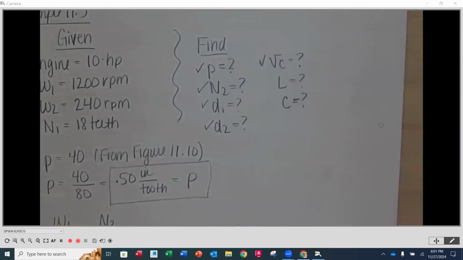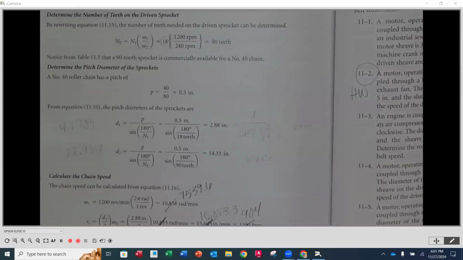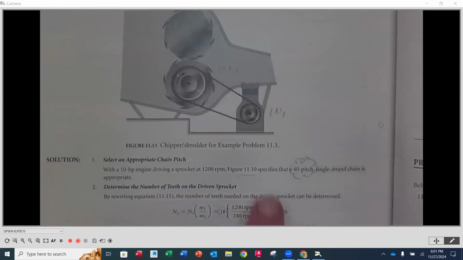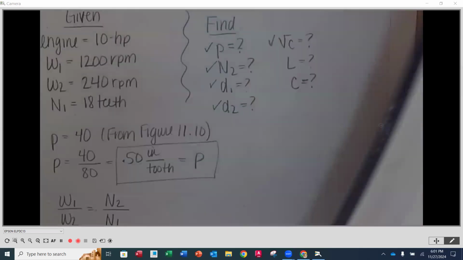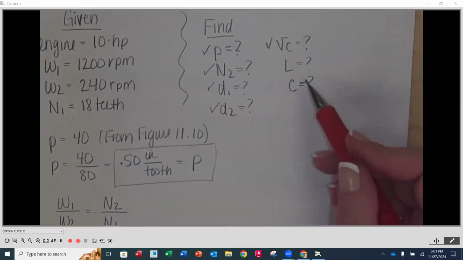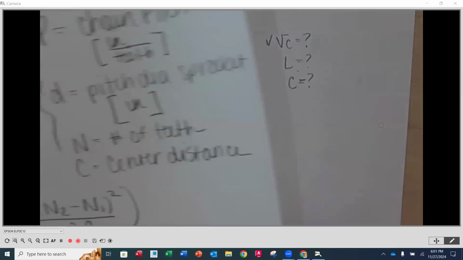Now we've got to tackle the number of links for the length of chain that we would do. So again, we're going to be specifying the number of links for a chain that is going to fit over the top of our sprockets. So we want to know how long that chain is and how many links it actually is. So what we're going to do is use that links equation, or that length equation.